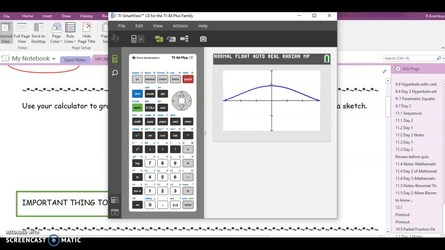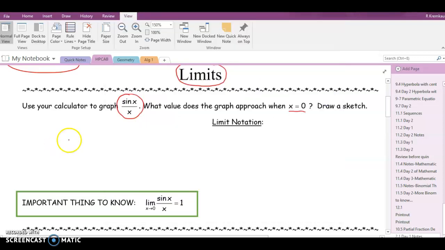So I'm going to draw a picture of it. The picture of my graph is your typical sine curve. It looks something like this. There's my graph, but we want to know what value the graph is approaching when x equals 0. What we're asking for is what the y values are getting closer and closer to as you approach x equals 0. We're not actually asking what the y value is at x equals 0. We're asking what the y values are approaching or getting closer to at x equals 0.